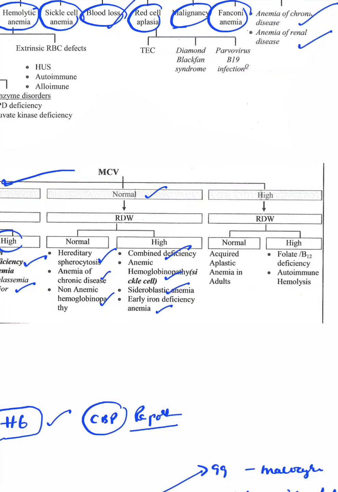Next, MCV is high and RDW is high. What do we consider? Various sizes of RBCs are there. So we consider folate or B12 deficiency, autoimmune hemolysis. When MCV is high and RDW is normal, we consider acquired aplastic anemia in adults.